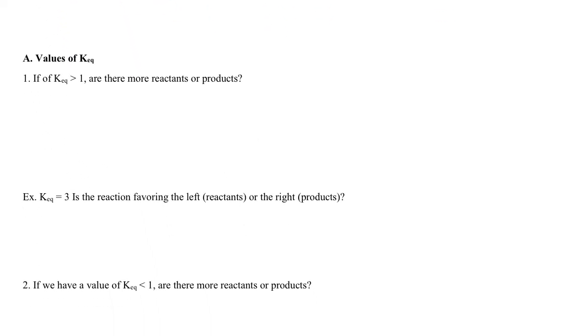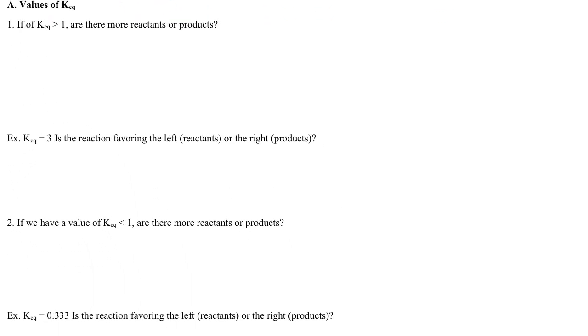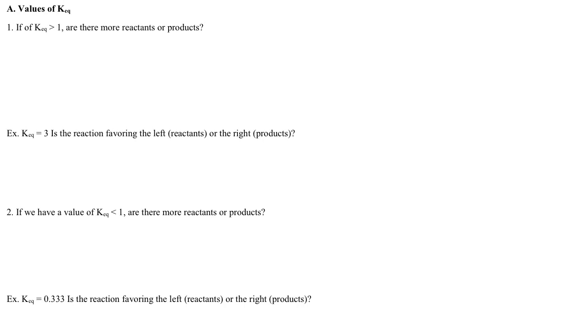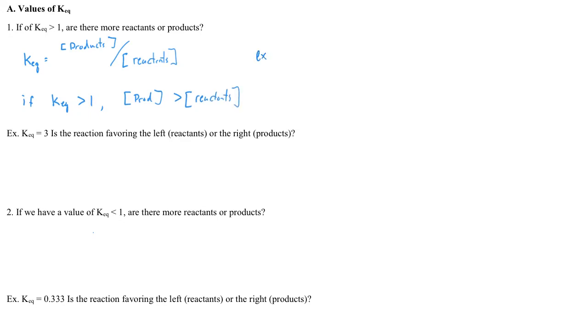So let's talk about KEQ, and specifically the possible values that you could have for it and what those would mean. For example, what if we had a KEQ that was greater than 1? Would that mean that at equilibrium there were more reactants or more products? We understand that KEQ is the ratio of the concentration of products to the concentration of reactants. So if KEQ is greater than 1, that would imply that the concentration of products must be greater than the concentration of reactants.